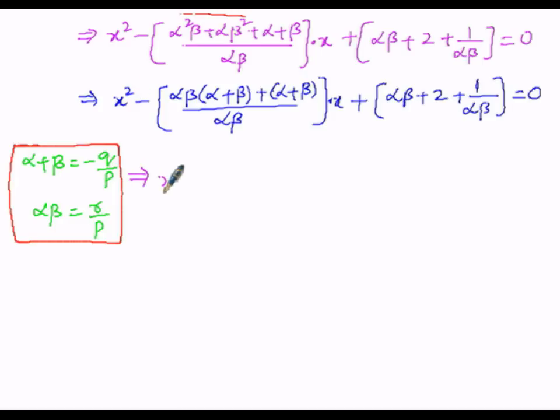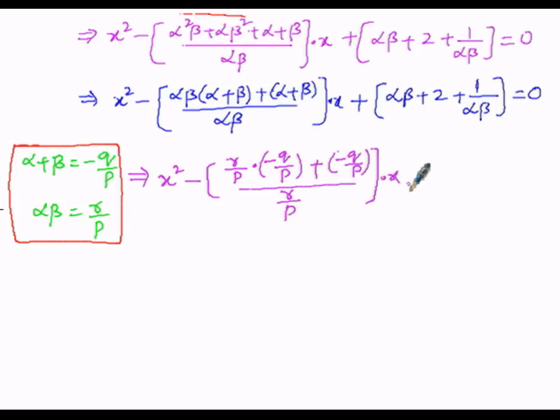So x square minus alpha beta equals to r by p into alpha plus beta is minus q divided by p plus alpha plus beta is minus q by p, overall divided by alpha beta is equals to r by p into x plus alpha beta is equals to r by p plus 2 plus 1 divided by alpha beta is equals to r by p equals to 0.